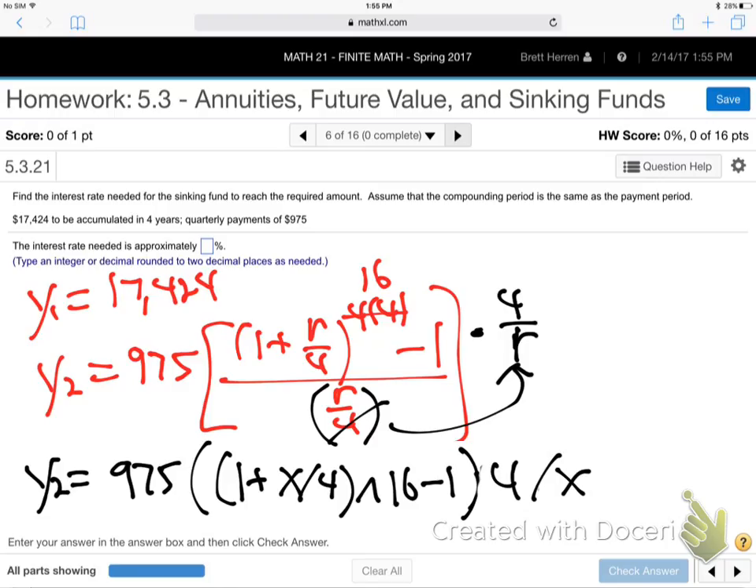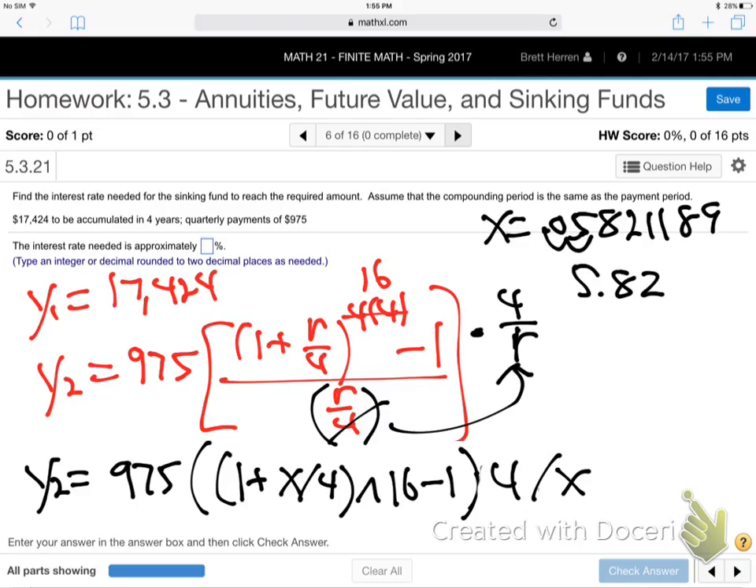So move it 2 places? Yeah, just a second. So let's go back to our laptop. The X came out to be 0.058211189. So move the decimal 2 places. 5.82. How many do they want? 2 decimals. 5.82%. That's the interest rate that'll make that money accumulate in 4 years to the amount they want.